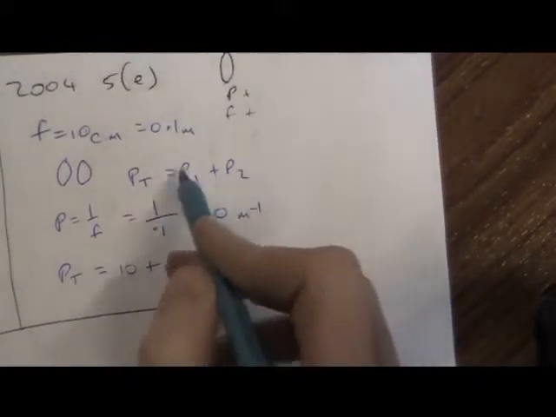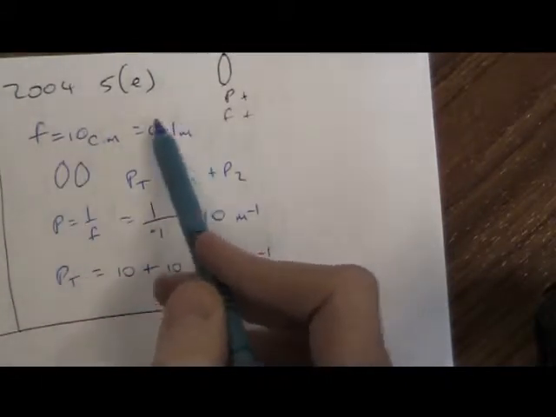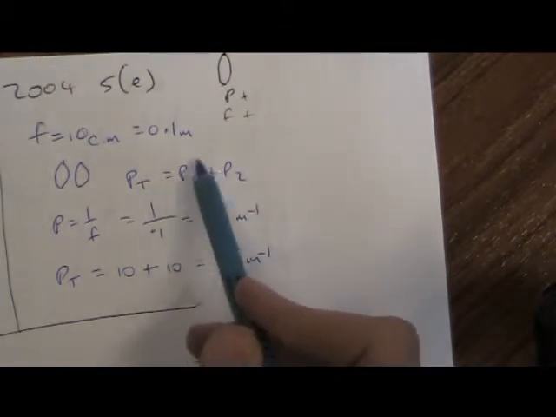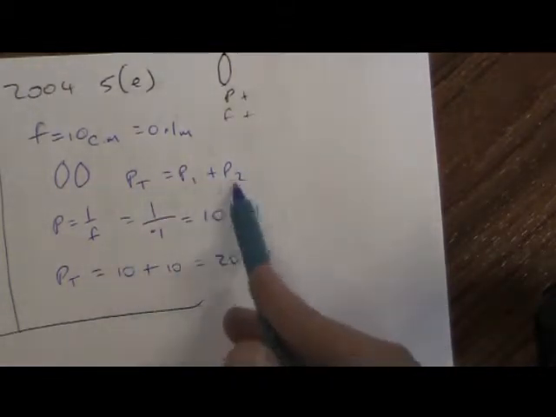Always, if you're using this formula, first get your units right, meters, and then change the focal length to power before you add them. Don't add 1 over F plus 1 over F. Change to powers first and then add them.